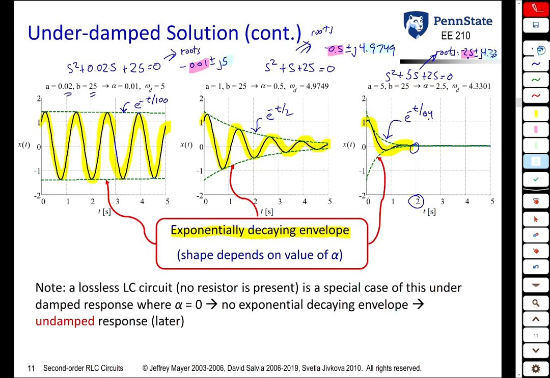I should point out that there is a special case, what we call lossless LC circuits, where no resistor is present. These are cases where the alpha term is actually 0. E to the 0 is just 1. Basically, no decay. We're going to call this the undamped as opposed to underdamped response. We'll talk about that later. This is going to give rise to an oscillator circuit.